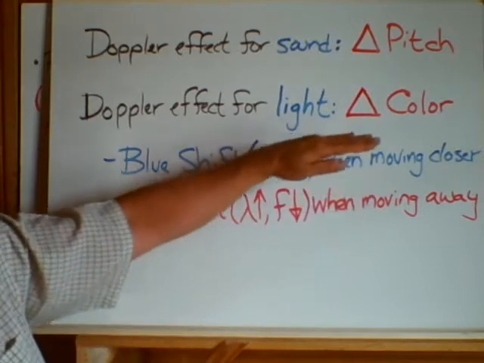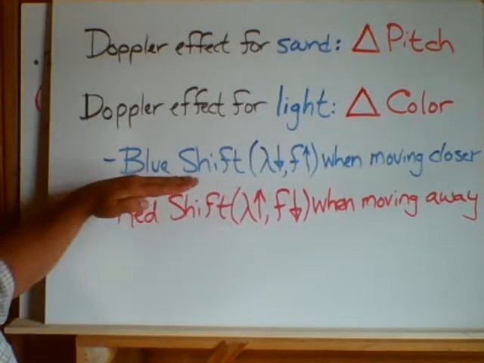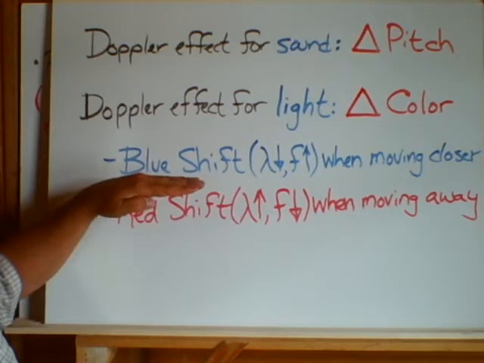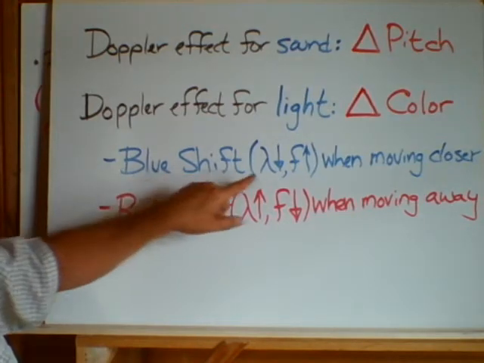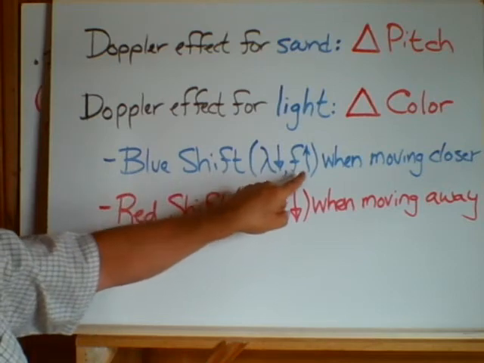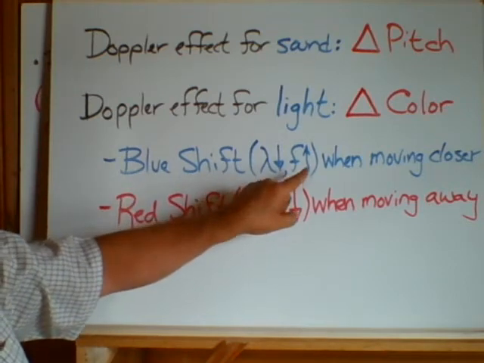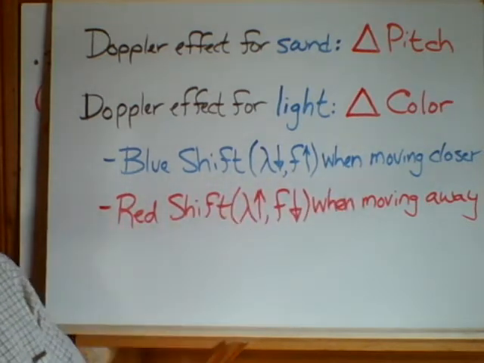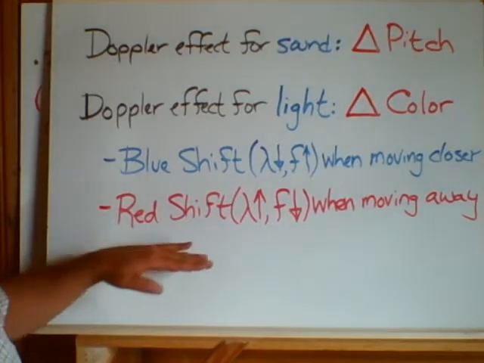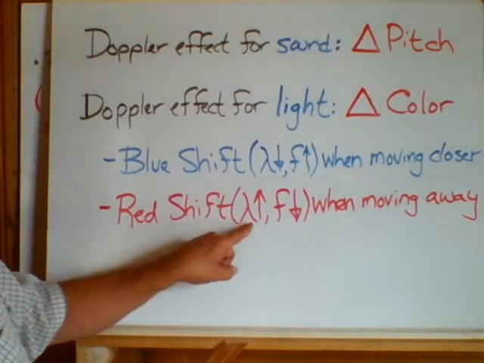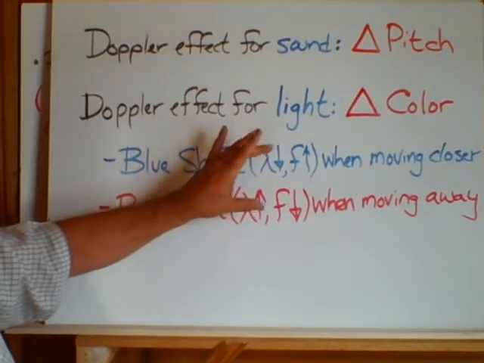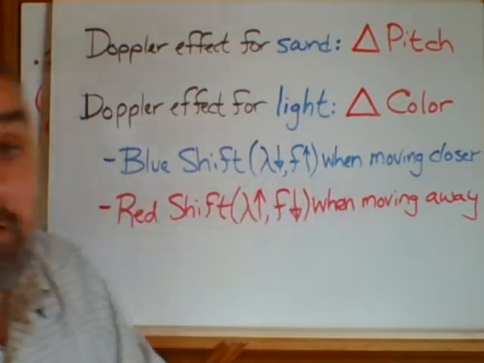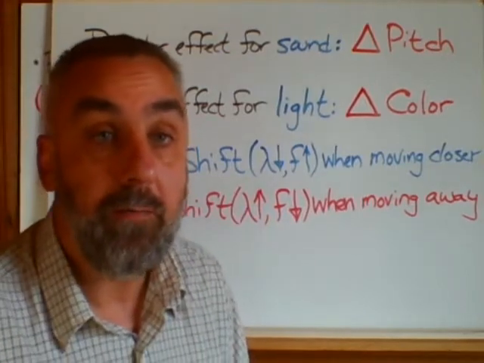Specifically, we have two names that we use quite often for the Doppler shift for light. We call it a blue shift if the wavelength is decreasing and the frequency is increasing. As we said, that's what happens when things are moving closer together. And then we have a red shift. The red shift implies that the wavelength is increasing and the frequency is decreasing. Notice these things always go in opposite directions, and this occurs when the objects are moving away from each other.